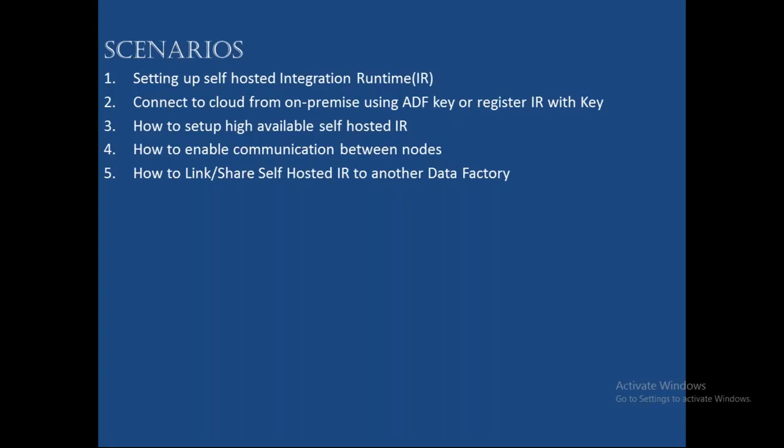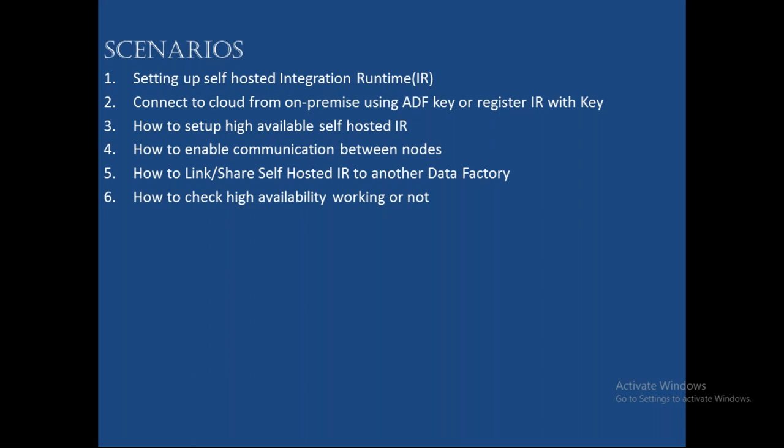As we discussed, if you want to use the same IR which you have in the US data factory in a UK data factory, you need to share, or you can also call it a link. How to do that, we are going to see. Then how to check whether high availability is working or not. I will show you. I will forcefully stop the first server, to see whether the second server is taking entire responsibility.